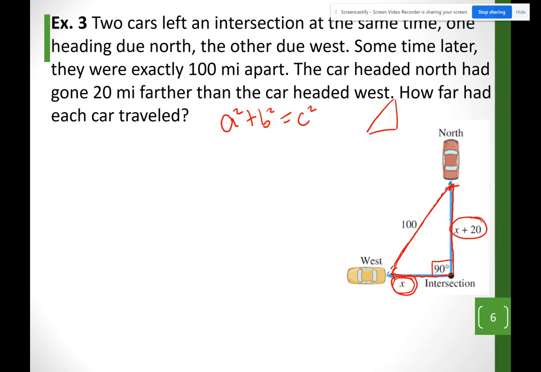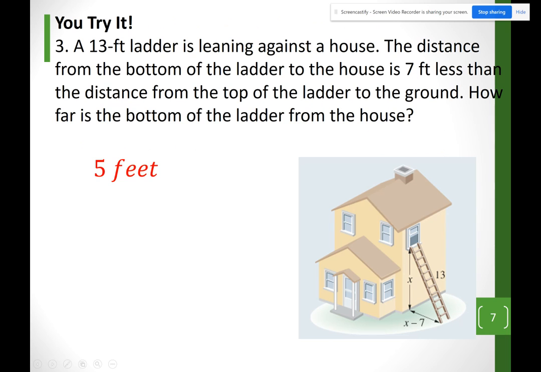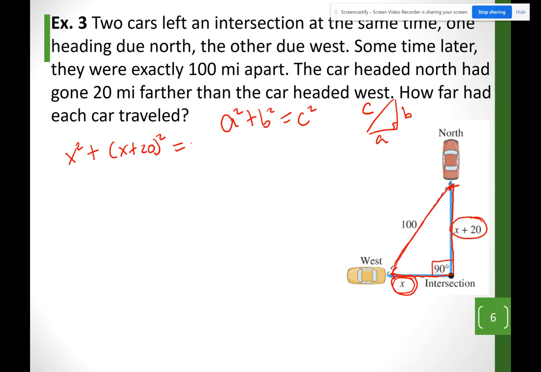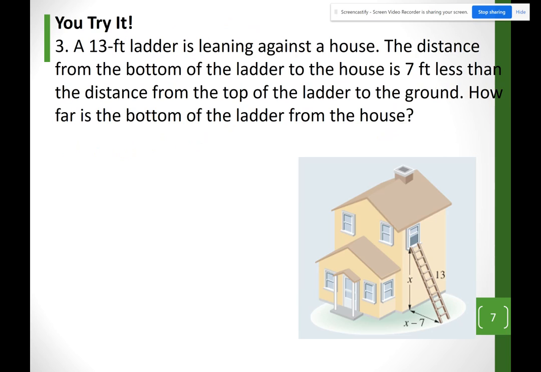When we have a right triangle, the biggest side of all, the one that is farthest away from the 90 degrees, we're going to call that C. The other two sides, one of them is A, the other one is B. It really doesn't matter which one is which. So I'm just going to call this A, and I'm going to call this B. So what I have for my case, I have x squared plus x plus 20 squared is equal to 100 squared.